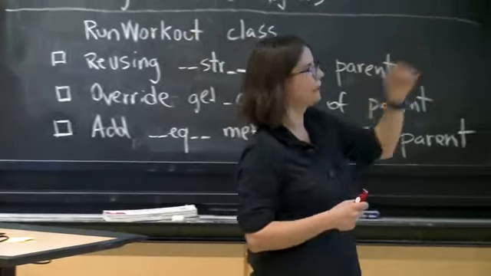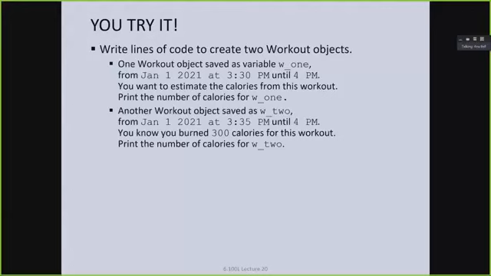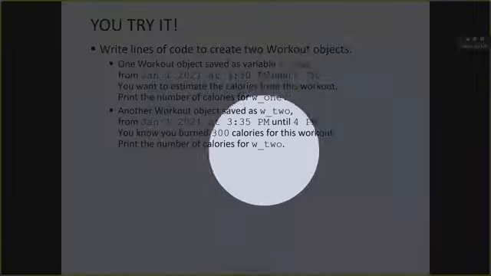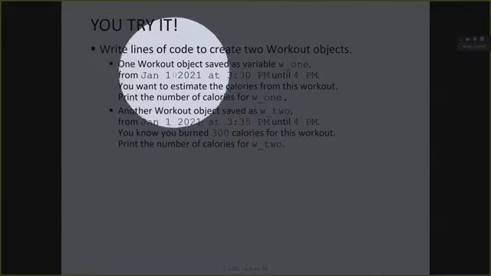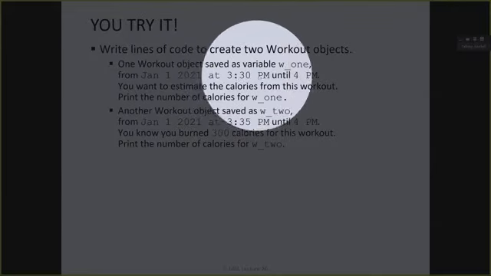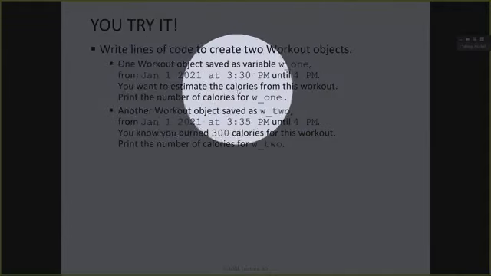Okay, so just a little bit of practice for you guys to create a couple of workout objects, just to make sure everyone's on the same page, that we understand what a workout object is. So just create for me 2 objects and then print the calories for these workout objects. The first one I would like you to create, name the variable w_1. This workout started in January 2001, 3:30, and it went till 4 p.m. And you want to estimate the calories from this workout.